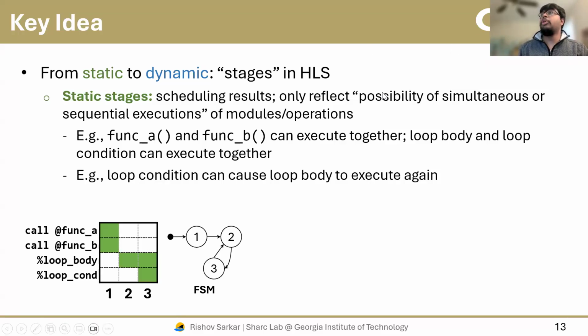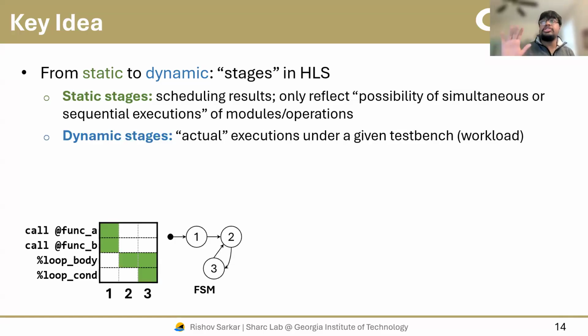By possibility here, what I mean is that a loop iteration is something that might happen multiple times. Or if we have a conditional, like an if-else, both the if and the else will be scheduled into static stages, but in different static stages, so that we skip some of them if we do the if, and skip the other ones if we do the else. Essentially, it's the possibility of what might execute, not necessarily what will execute.